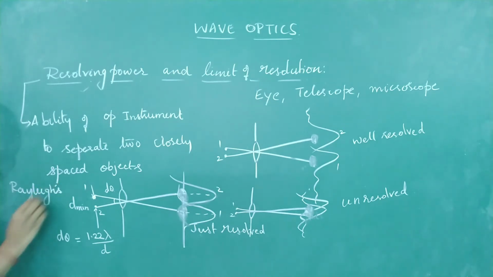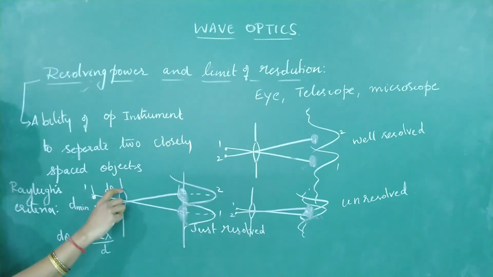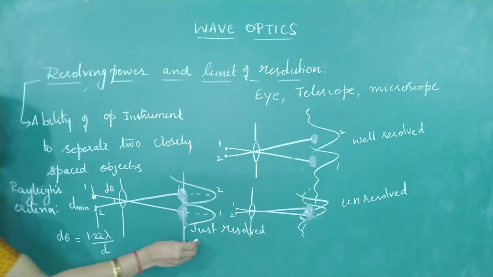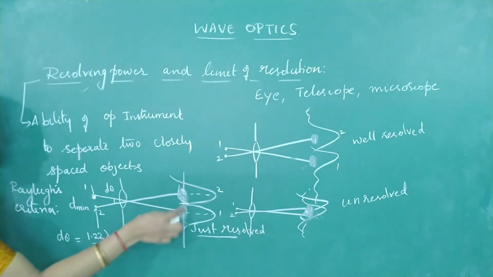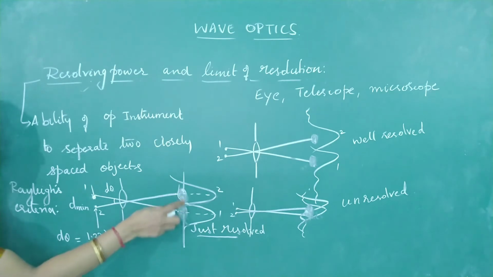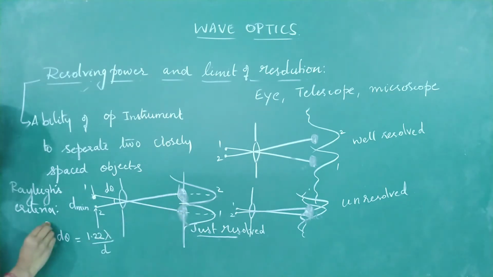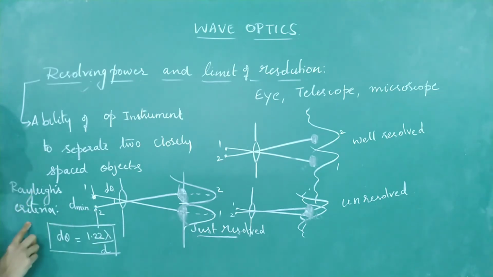I again repeat, what does Rayleigh's criteria tell you? It says that if 2 point objects are at an angular separation of 1.22 λ/d, where λ is the wavelength of the light and d is the size of the slit we are using, then the 2 point objects will be just resolved. So if they are just resolved, you can see them as two separate or two different point objects. So this condition we call Rayleigh's criteria.